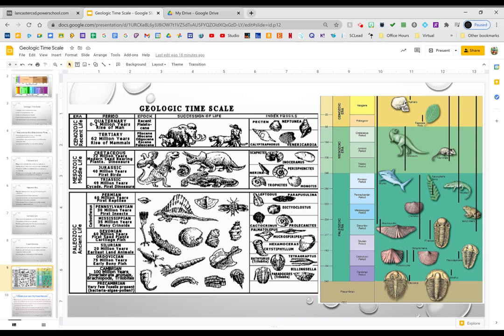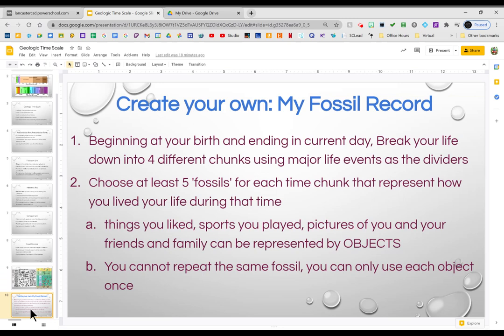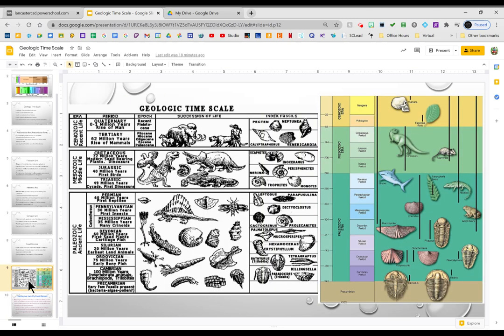Now that we know about the geologic timescale and what fossil records look like, this is not going to be the entire assignment, but I'm going to give you an assignment. You're going to create a fossil record for your life. You're going to start with your birth and work up to current day. So start with when you were born down at the bottom and work all the way up to current day. You're going to divide your life into time chunks, just like we talked about here. These are divided into time chunks.